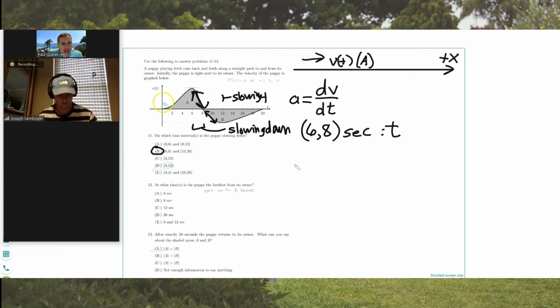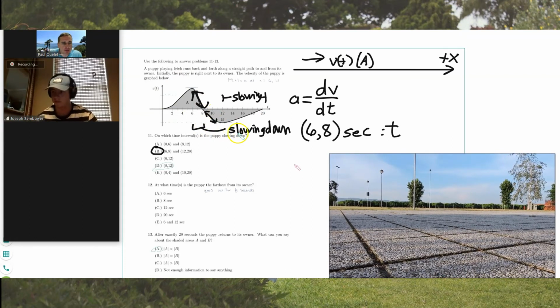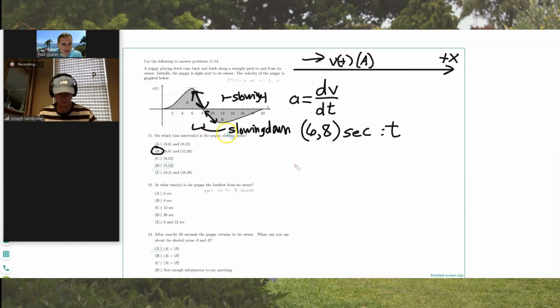During period A, the puppy is always moving to the right. During period B, the puppy is always moving back to the left. So the question is, at what point does the puppy stop moving away from the owner and start moving back towards the owner? Just intuitively. Yeah, at 8 seconds. So the answer is going to be 8 seconds.